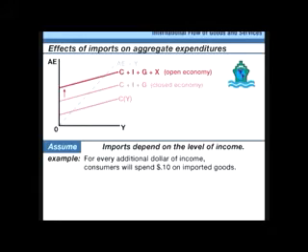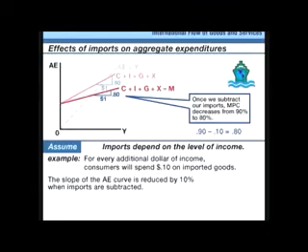So reduce the slope. Previously, the slope of this line was 90%. Now it's 90% minus 10%, or 80%. What we've done is we've subtracted imports, because of every dollar that households get in income, they're going to spend 90 cents of it, but they're only spending 80 cents of it on domestically produced goods and services. The remaining 10 cents is going outside our economy as spending on imports.